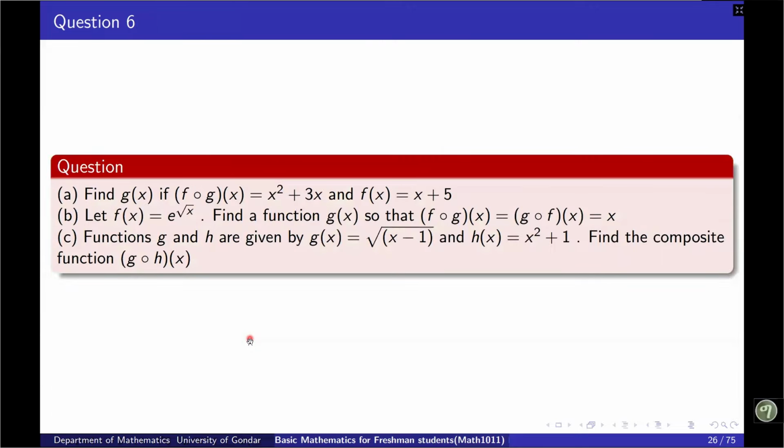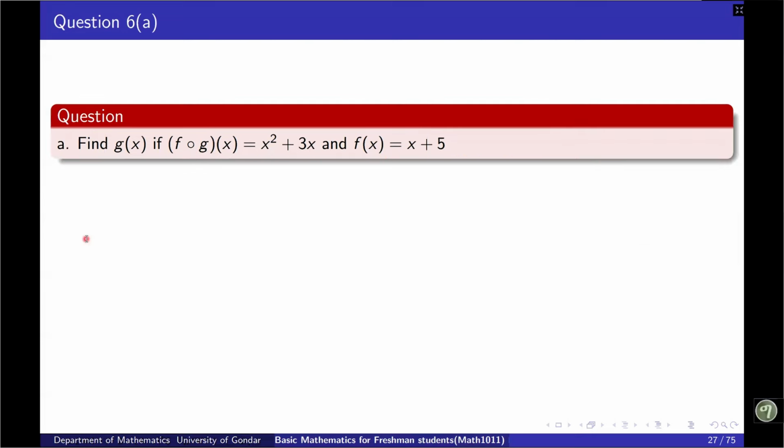The next one, that's question number 6. Again, on composition function, but we are given these 3 questions, and let us see them one by one. The first one, that is a, we are asked just to find g of x if f composite of g of x is x squared plus 3x, and one of these two, that is f of x, is given to be x plus 5.